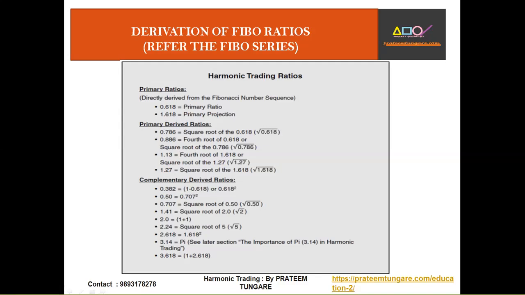So the base is 0.618 and 1.618. It is very, very important. These ratios are reciprocal to each other. 0.618 and 1.618 are also known as the golden ratio, or phi.